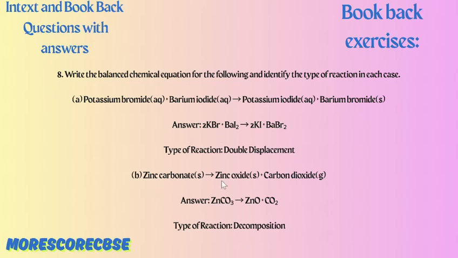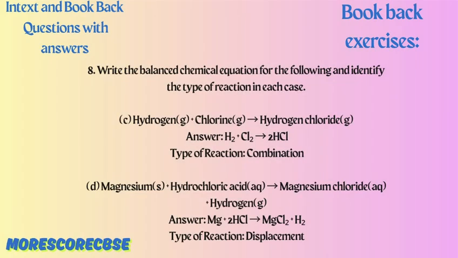Next, zinc carbonate becoming zinc oxide and carbon dioxide. So here a single compound is breaking down into 2 compounds. So this is an example of a decomposition reaction. Next, hydrogen plus chlorine forming hydrogen chloride. This is an example of a combination reaction where 2 substances join to form a single compound. And here, magnesium plus hydrogen chloride forming magnesium chloride plus hydrogen. So here it is a single displacement reaction.